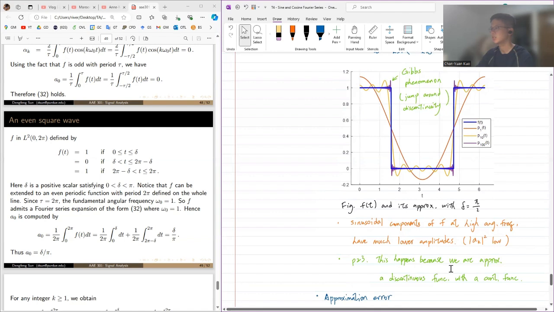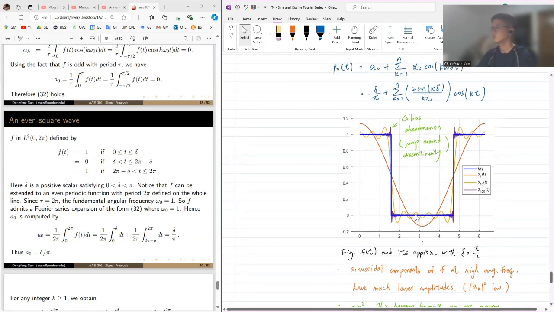So essentially, this happens because we are trying to approximate a discontinuous function with a continuous function. And if you want to know more about this phenomenon, you are welcome to refer to page 23 of the slide. Also, there's one thing that I would like to point out from this graph. By observing the components in this graph, we see that the sinusoidal components of f at higher angular frequency indeed have much lower amplitudes. And this results from the fact that the square of the absolute value of alpha k is low when k is large.